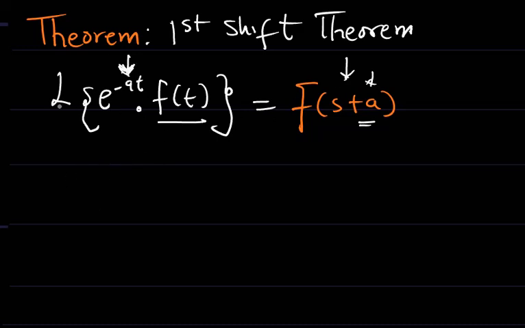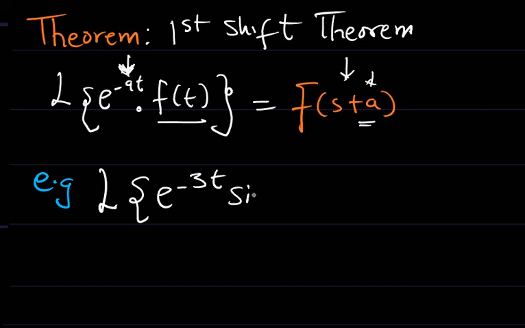Now let's look at a typical example. For example, the Laplace transform of the exponent of minus 3t then sine 2t.